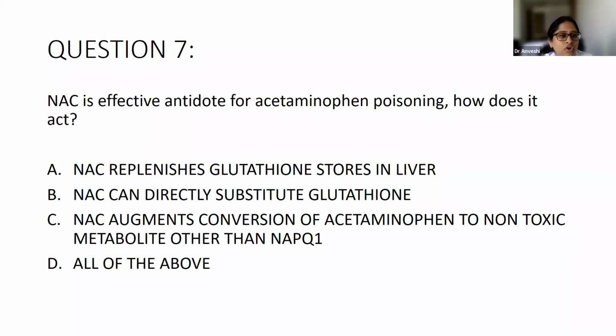So our next question is on N-acetylcysteine. N-acetylcysteine is an effective antidote for acetaminophen poisoning. How does it act? What is the mechanism of action? Option A: NAC replenishes the glutathione stores in the liver. Option B: NAC can directly substitute glutathione. Option C: NAC augments conversion of acetaminophen to metabolites other than NAPQI. Option D: All of the above. Please type your answers in the chat box.